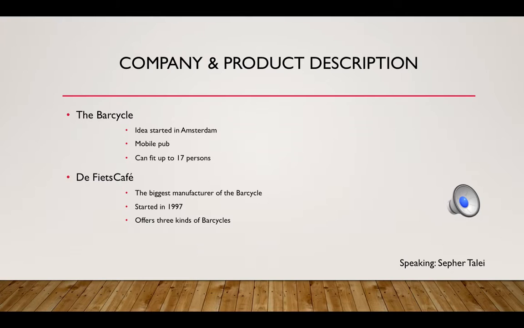Now, as we know, it has several drafts on board, so everyone can draft their own beers, just like an actual cafe. There are multiple companies that rent out the Barsicle with an experienced driver, however, the Fietscafé BV is the biggest manufacturer of the Barsicle now. They started in 1997 near Barneveld in Kootwijkerbroek. This is a really small place in the Netherlands. This company offers three kinds of bicycles, as mentioned before, for 12, 16 and 17 people.